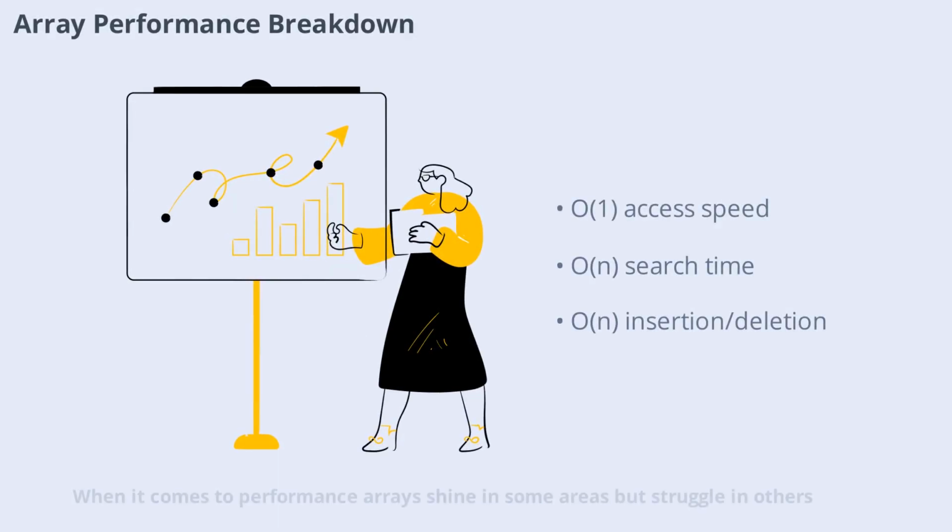When it comes to performance, arrays shine in some areas but struggle in others. Accessing an element is a breeze, just O(1) time, meaning it's as fast as it gets. But searching for a specific value can be slow, often requiring you to scan the entire array, which is O(n) time. Inserting or deleting elements, especially in the middle or at the beginning, is also O(n) because you have to shift all subsequent elements. This inflexibility makes arrays less suitable for dynamic datasets where frequent changes are expected.